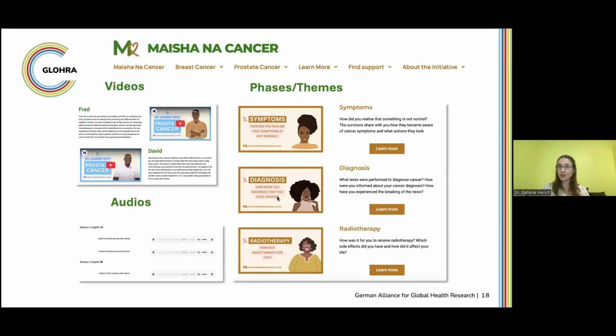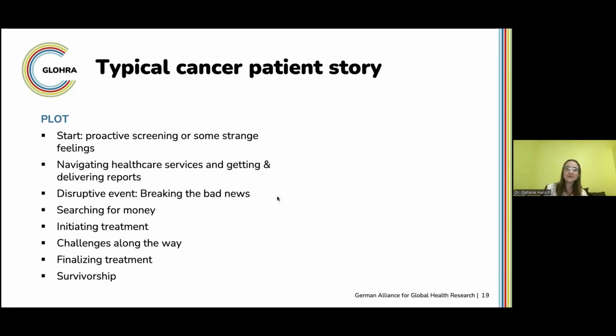In addition, we also have the audios, and we have also cut it down in phases. So if someone is more interested in symptoms or the diagnosis, they can just look at that specifically, versus others who want to prepare themselves for chemotherapy can go there.